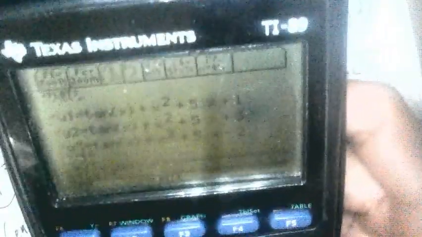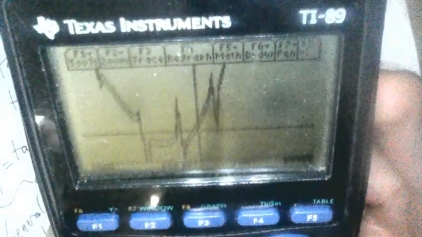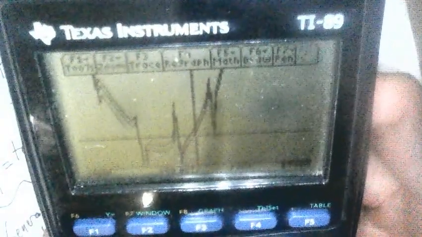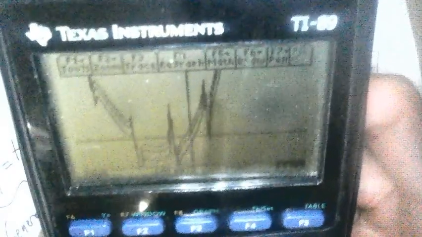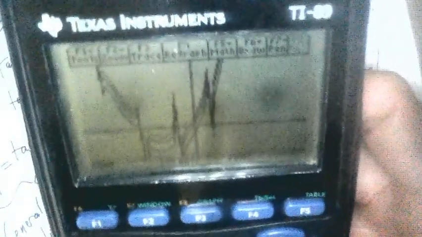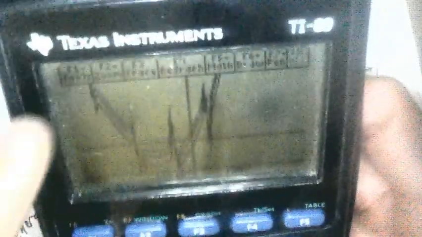I'm going to hit graph, and what happens now is there's my other one, and these other graphs start to pop up here, and there's another one there. And so these are just three particular solutions. And you can see the general one, what the fields are going to look like.